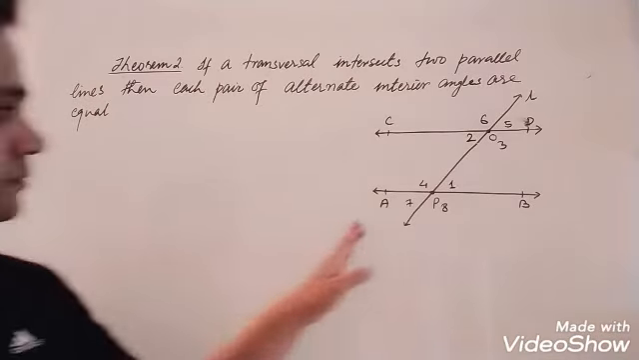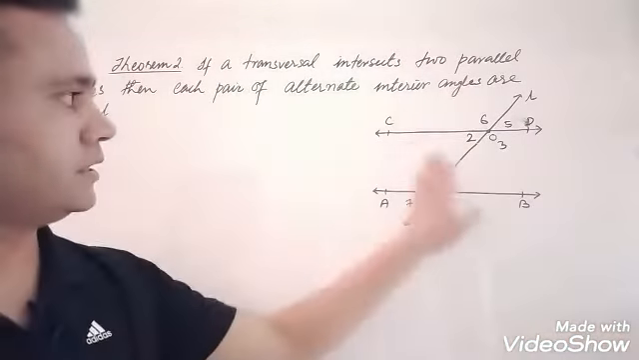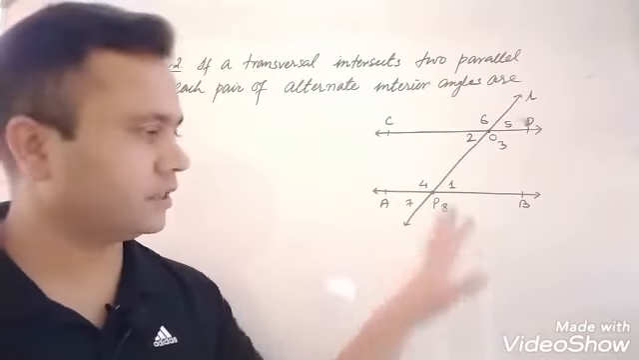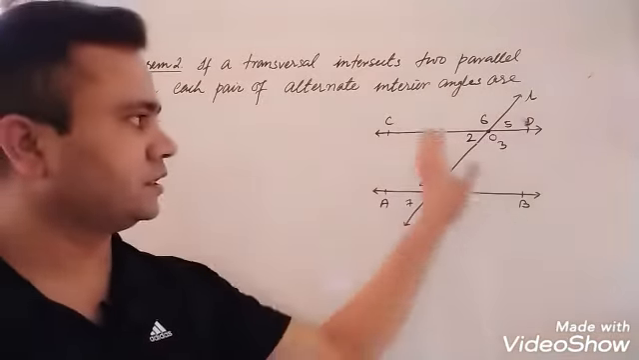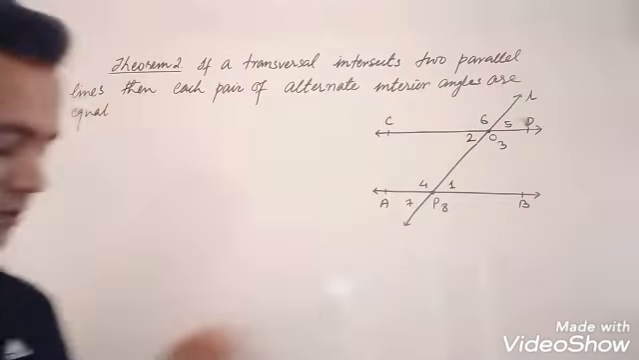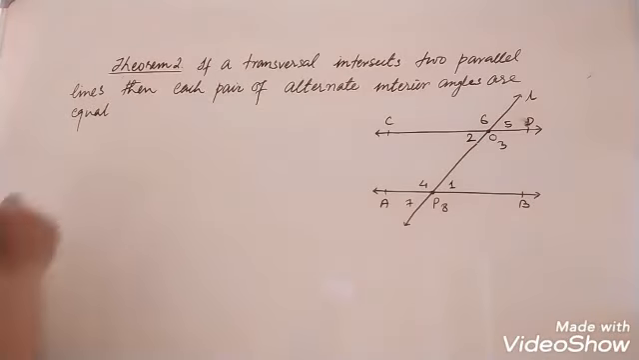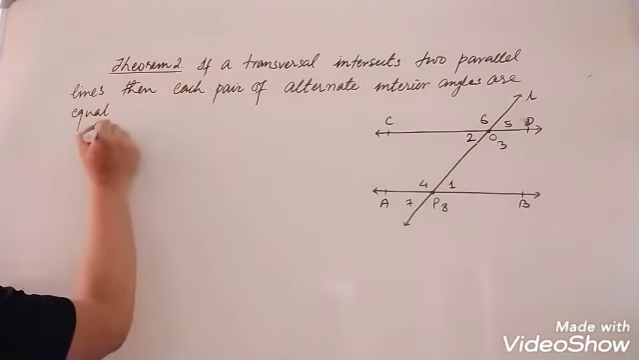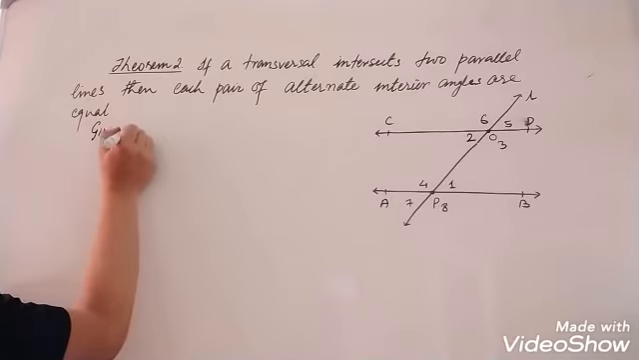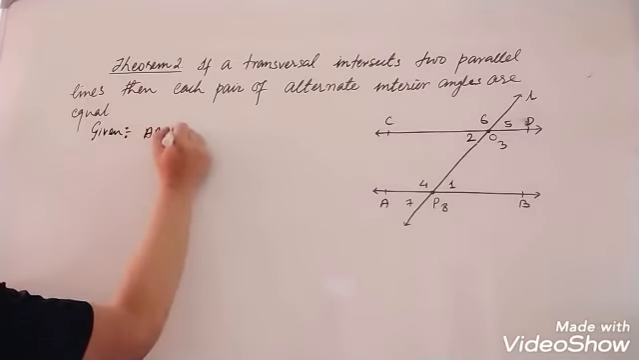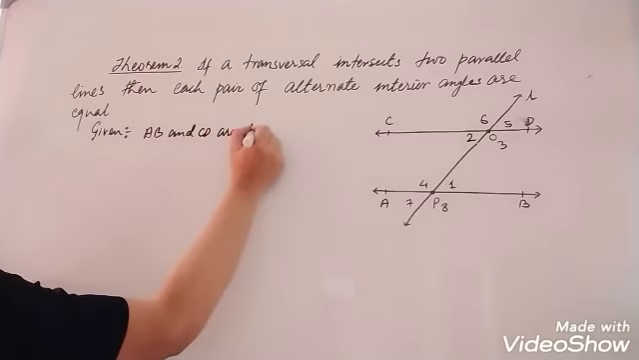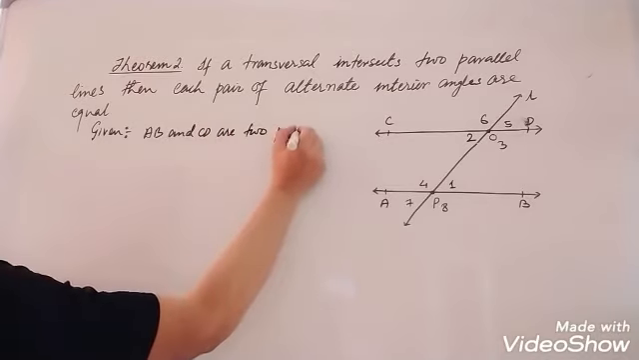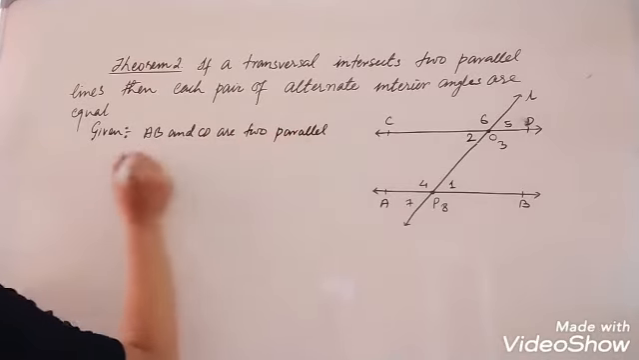We see here AB and CD are two lines. AB and CD are parallel lines. It is given. Now first we have to write the given: AB and CD are two parallel lines.